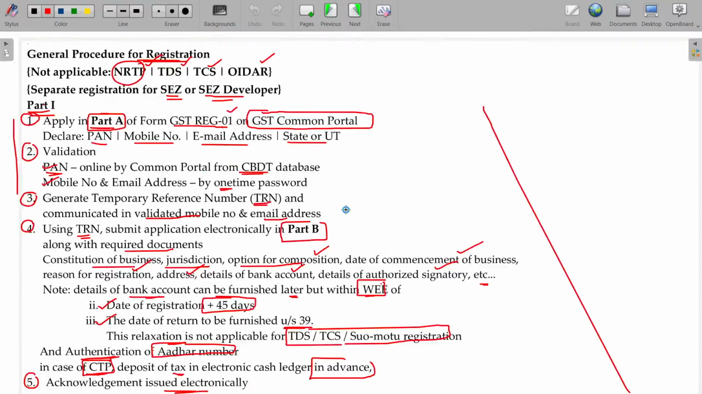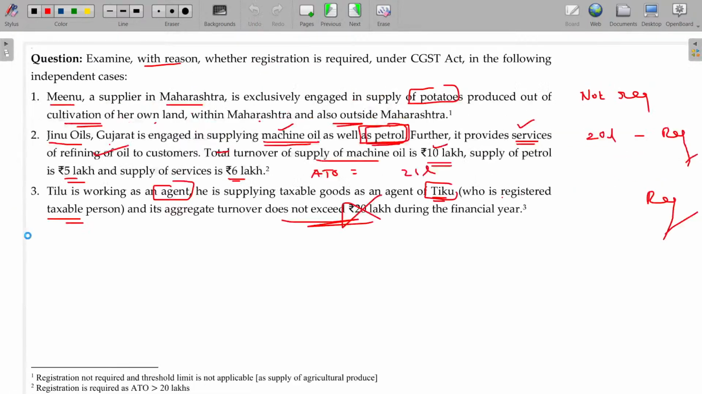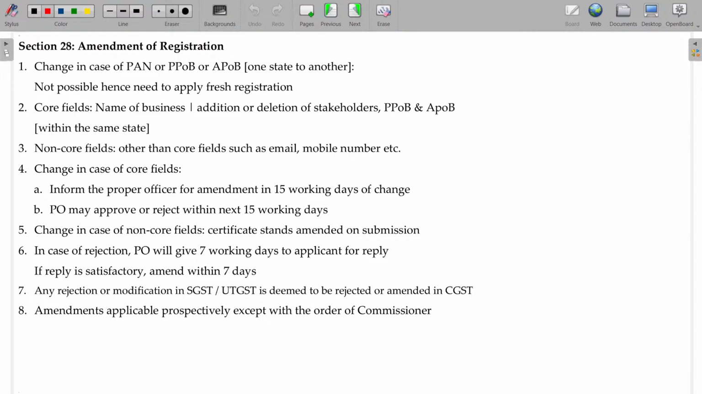So, with that we have completed the 3 sections. The first 3 sections are related to the person responsible for registration. The second 3 sections are for the registration process. And now we will deal with the amendment of registration under section 28. Okay. So, your GST number is based on what? PAN number. So, from this it is very clear you cannot amend the PAN number.